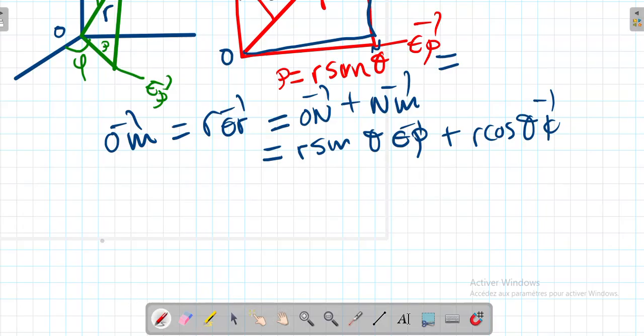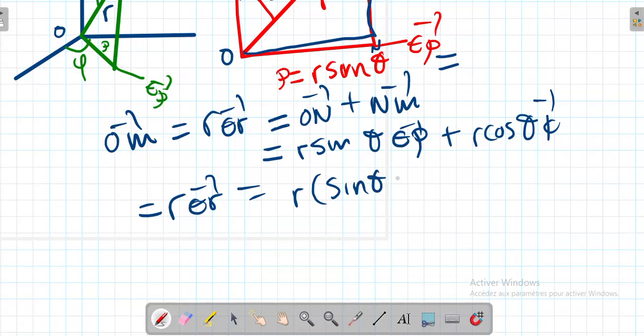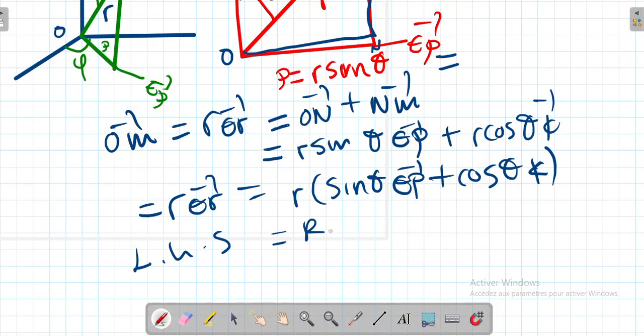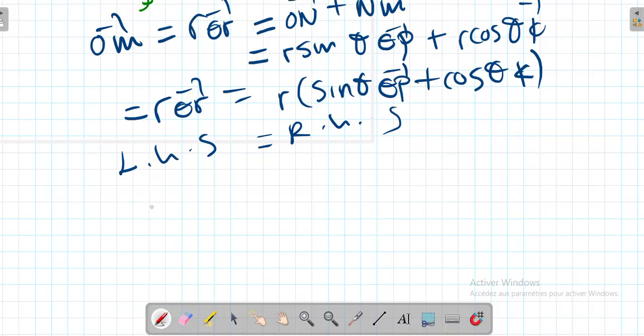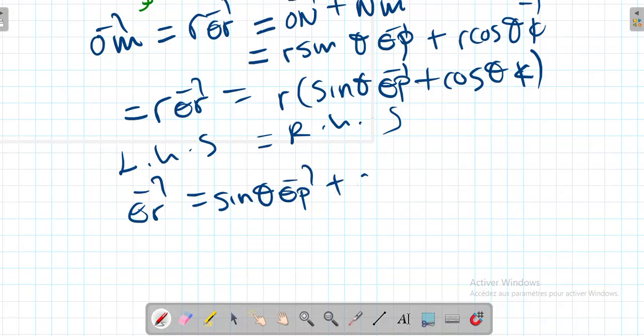Now from here we can factor out r. So ER is equal to, factoring out r, sine theta E rho plus cos theta K. From the left-hand side to the right-hand side, we can conclude that ER is equal to sine theta E rho plus cos theta K. So this is how we find ER.